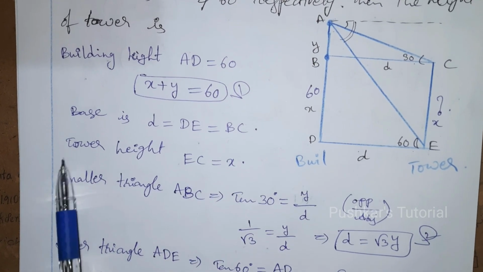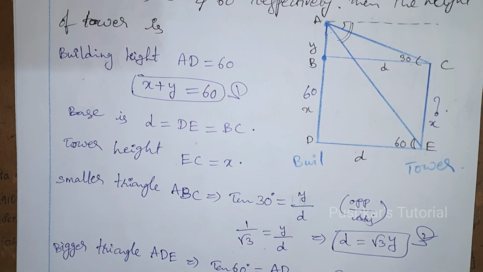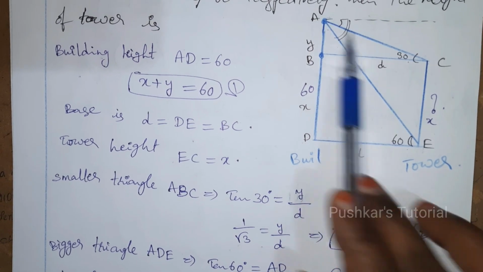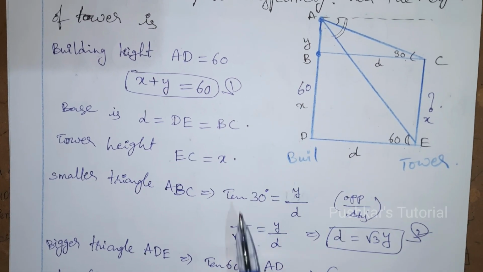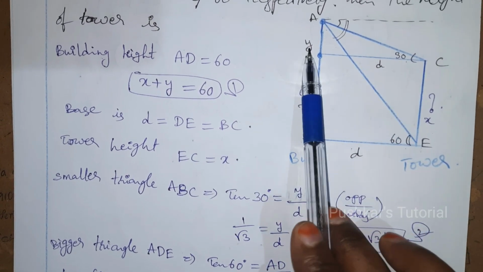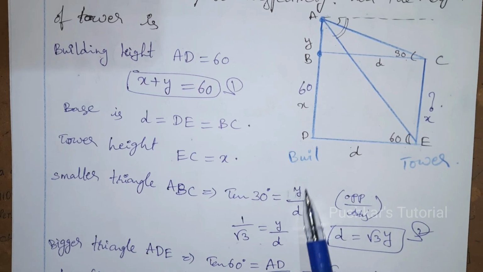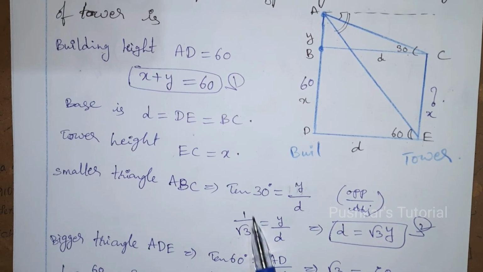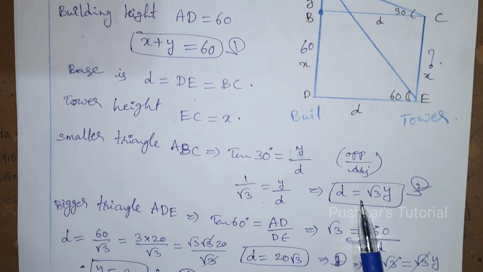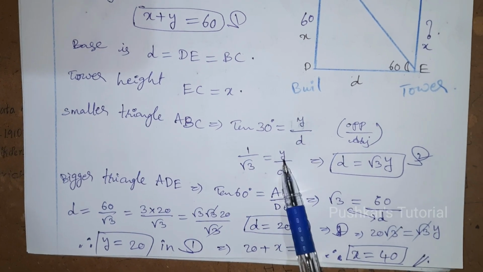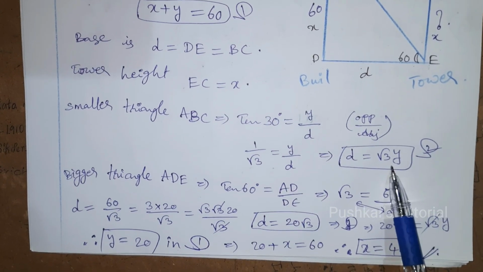Base I am taking, height I am taking. So here two triangles are formed, smaller, then we'll discuss bigger. So in the smaller triangle, tan 30 is equal to opposite by adjacent, so Y by D. Tan 30 value is 1 by root 3. Then by cross multiplication, D is equal to root 3 Y.